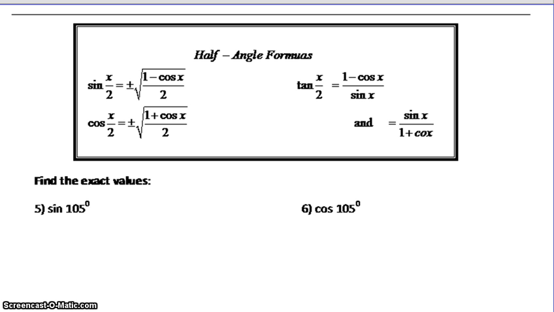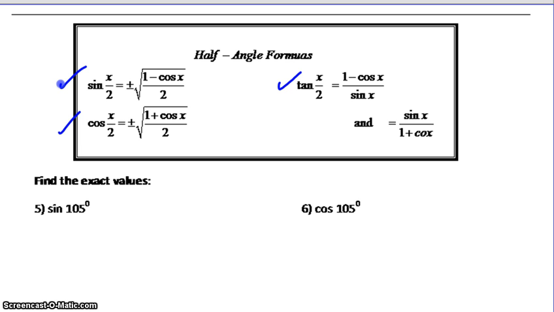As you see in the box here, we have sine, cosine, and tangent, and then using reciprocals, 1 over sine gives us the cosecant, 1 over cosine would give us the secant, and 1 over tangent would give us the cotangent of these half-angle identities. Now again, you're not memorizing these, you're just going to put them to practice.